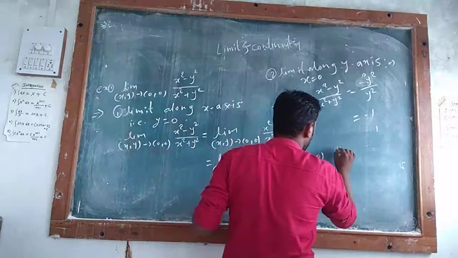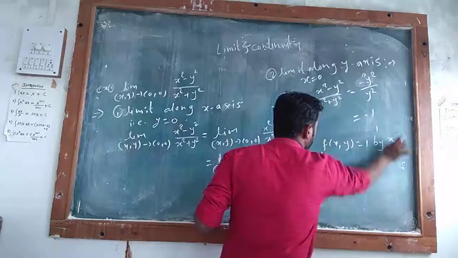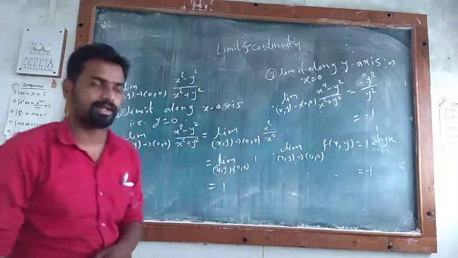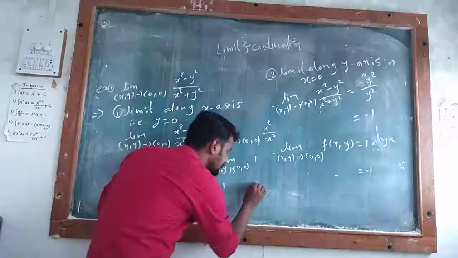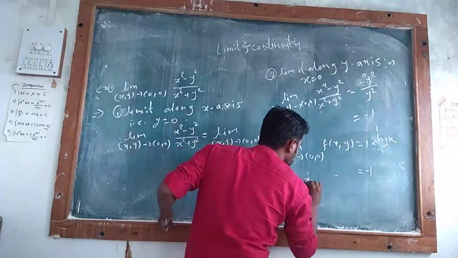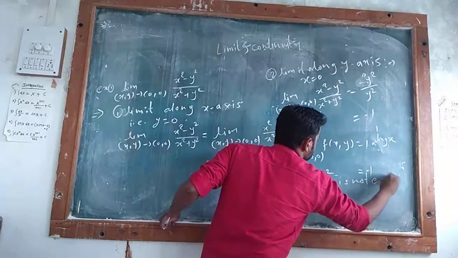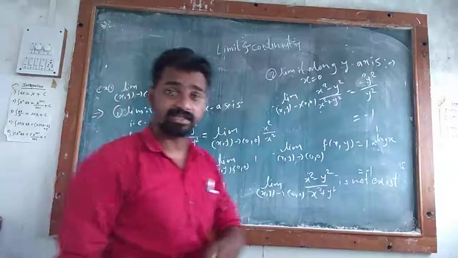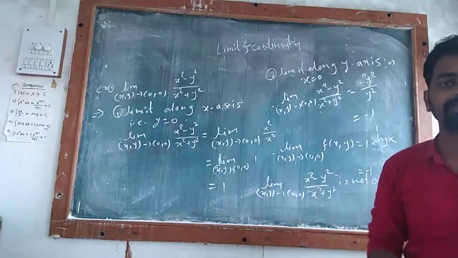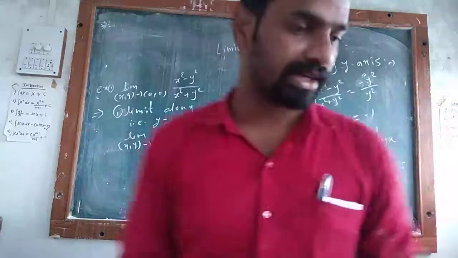therefore limit as xy tends to 0,0 of f of xy is 1 along x-axis and minus 1 along y-axis. Both limits are not equal, therefore limit as xy tends to 0,0 of x square minus y square upon x square plus y square does not exist, because if limit exists, then it is unique. Here we are finding by x-axis. If limit along x-axis is 1 and limit along y-axis is minus 1, both are different limits, therefore this limit does not exist. Now, second.